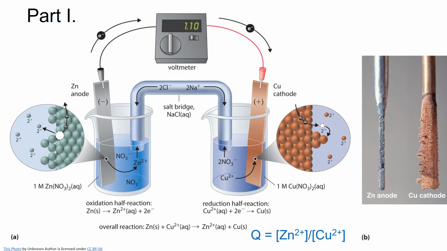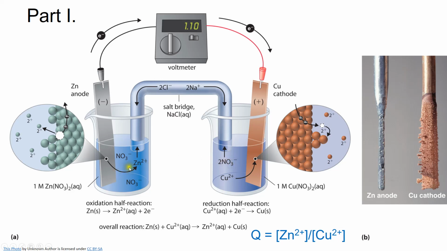This is the diagram of an electrochemical cell made of two electrodes, the zinc electrode and the copper electrode. This is the anode where oxidation happens. This is the cathode where the reduction happens. In these two beakers, we have zinc 2 plus ion and copper 2 plus ion. The nitrate ions are simply spectators. They do not take part in the chemical reaction.